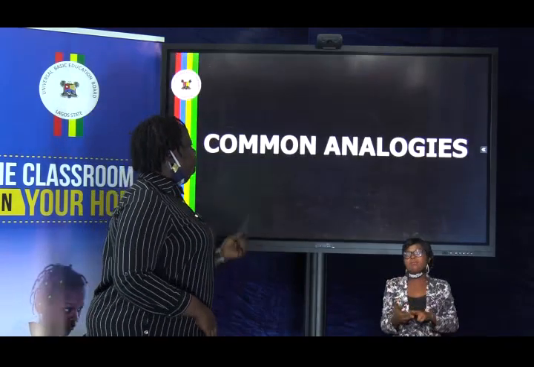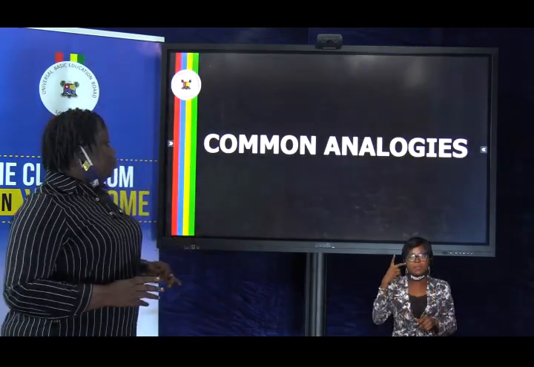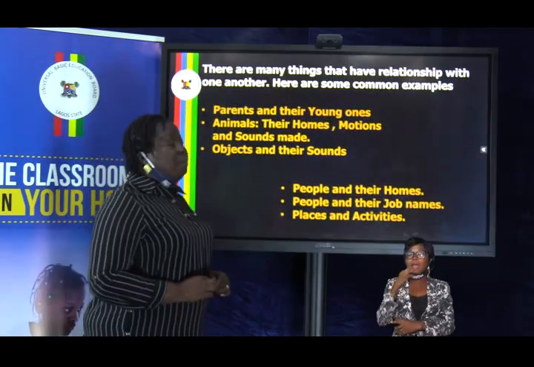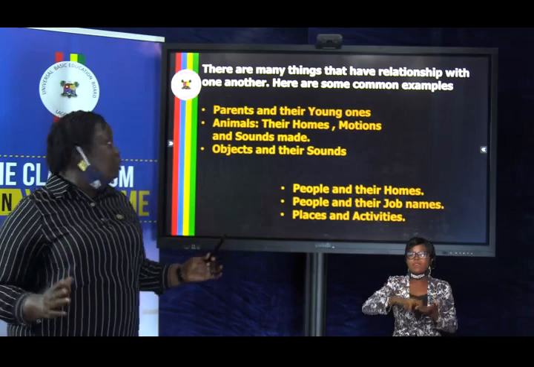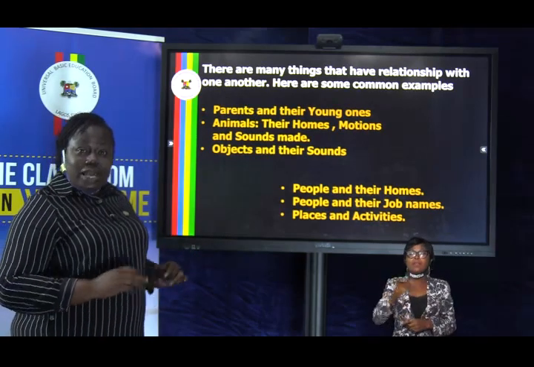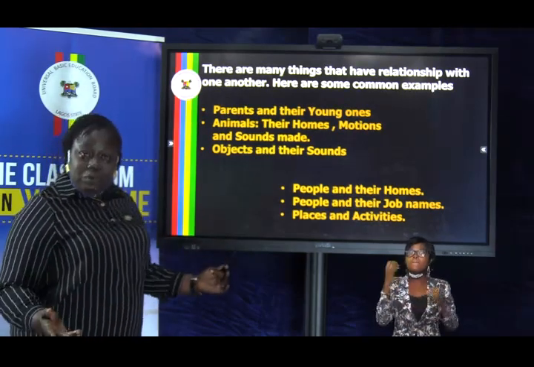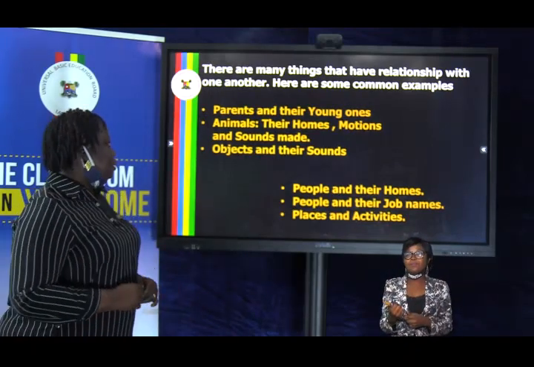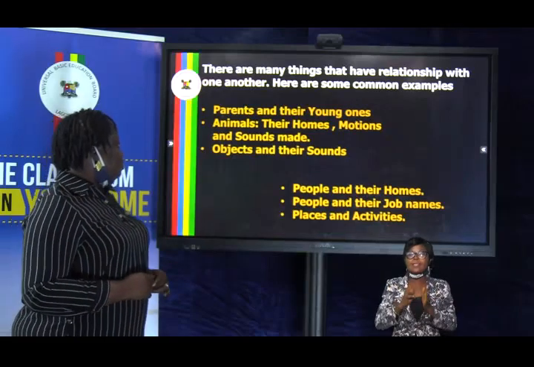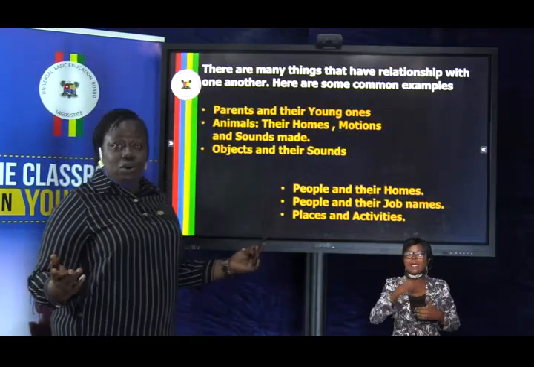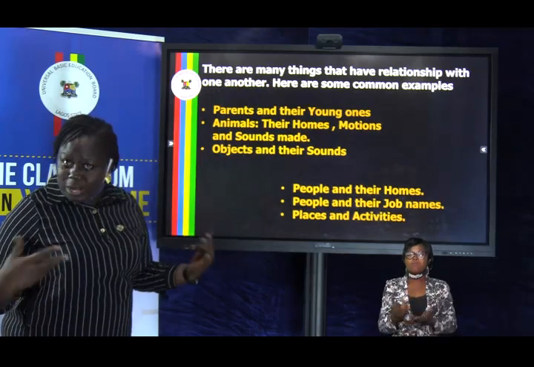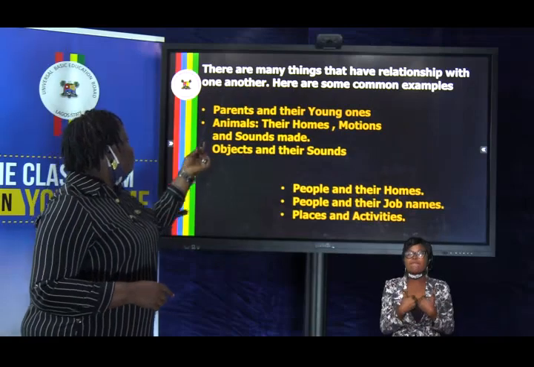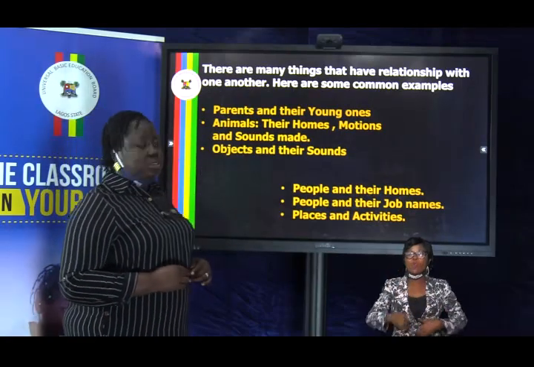Let's move on. Let's look at examples of common analogies. There are so many things that have relationship with one another. Let's have some examples. We have parents and their young ones. Is there any relationship between you and your daddy? Or your mommy? Your brother? Yeah, we have parents and their young ones.